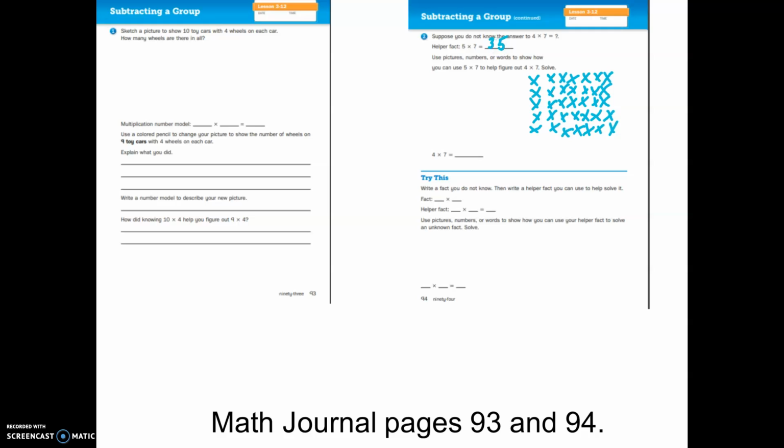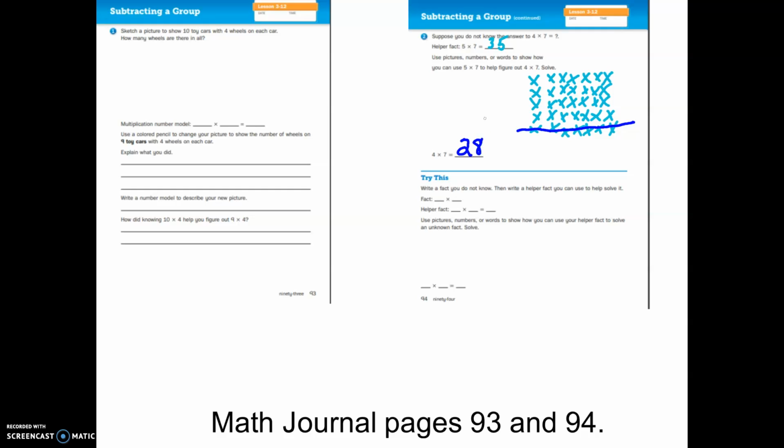So what we need to do is figure out how I can use that helper fact, 5 times 7, to figure out 4 times 7. Well, I'm going to use a different color. And 4 times 7 is going to be 1 less row. So I'm going to subtract the row. And then I just think to myself, what's 35 minus 7? Well, 35 minus 7 is 28.